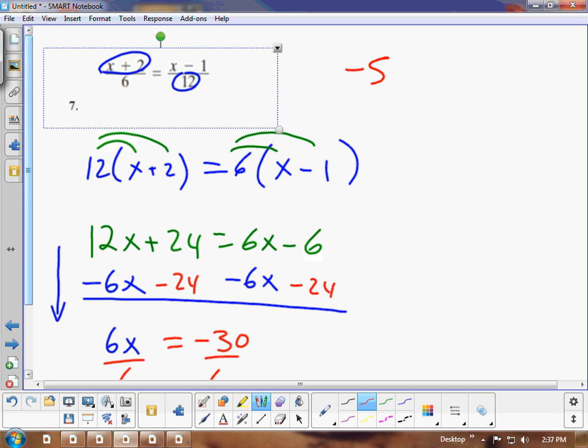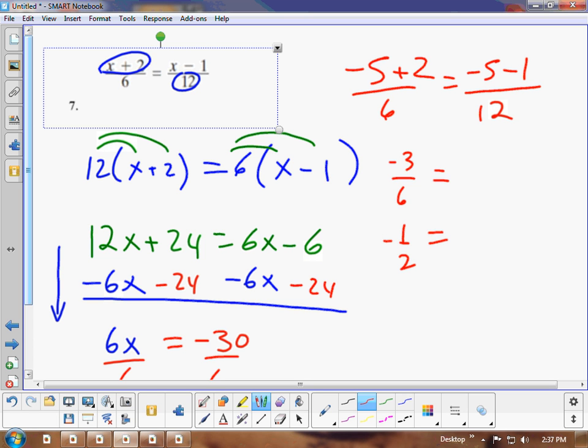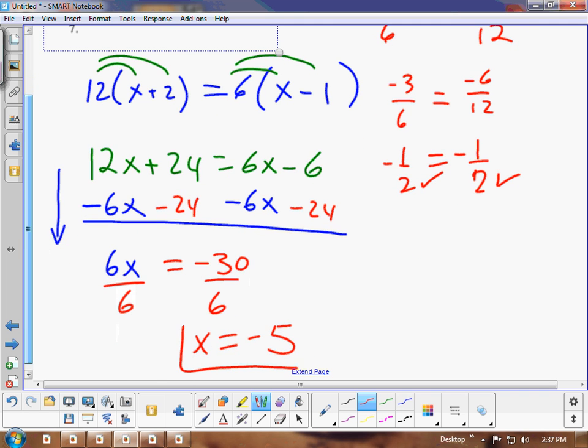Is negative 5 plus 2 over 6 the same thing as negative 5 minus 1 over 12? You're going to get negative 3 over 6, which is negative 1/2. And you're going to get negative 6 over 12, which is negative 1/2. Okay, and it checks out, and your answer is x equals negative 5.